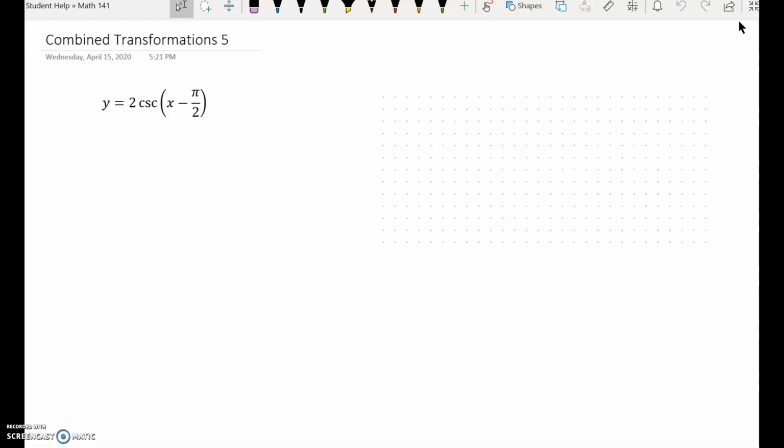I wanted to show you one that had a cosecant just because the graphs are a little bit different. But as far as the transformation is concerned, we want to think about the parent graph. The reciprocal of cosecant is the sine. So we're going to consider the graph y equals 2 times the sine of x minus pi over 2 as our base graph, and then we'll draw the cosecant graph around that.